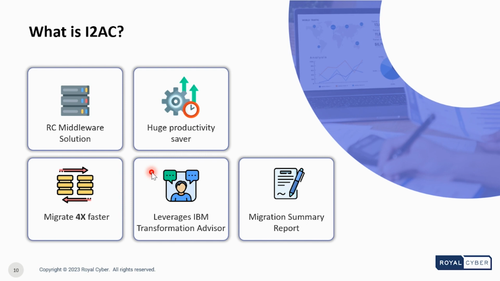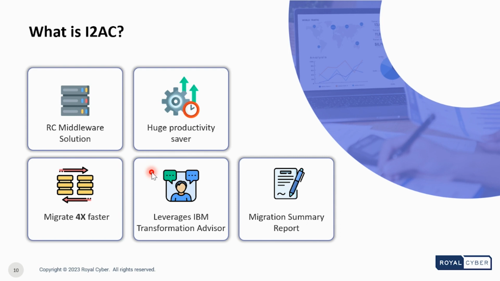All right. So let's look at what I2AC is. It's an IBM to App Connect migration assistant accelerator. This was developed by the Royal Cyber team, the Center of Excellence, based on a lot of work in the past, and we felt automation is the way forward to really cruise through projects like migrations, to really fast track the completion of your ACE migration projects.